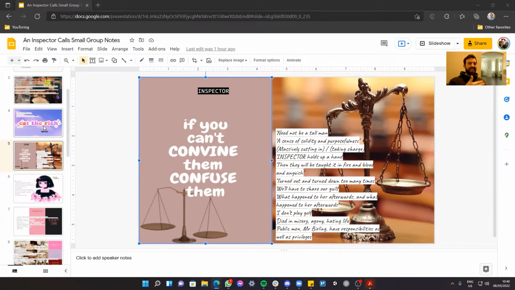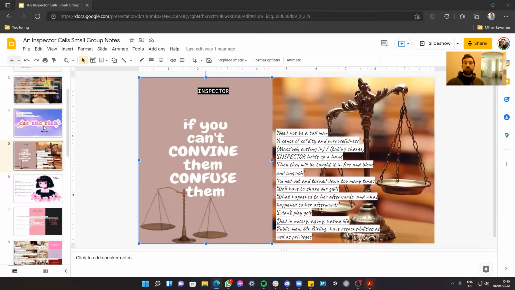And that, again, is something that the inspector is representing here in this play. And this is obviously what J.B. Priestley wanted. He was a socialist. He was such a socialist, in fact, that some of his radio broadcasts got banned. That's how socialist he was at that time.